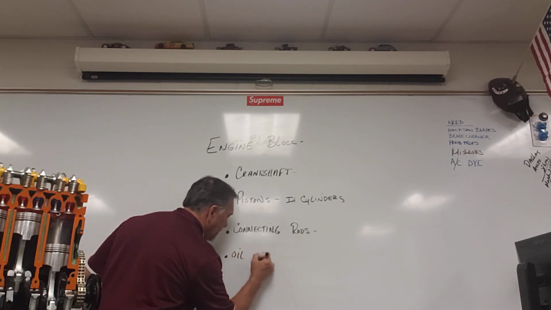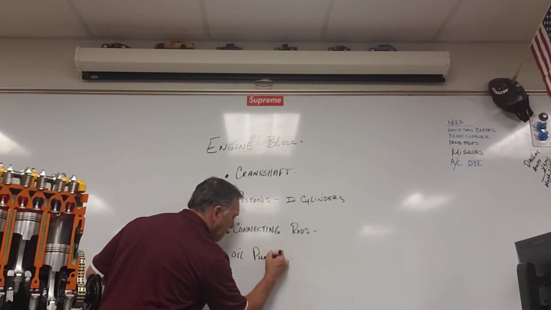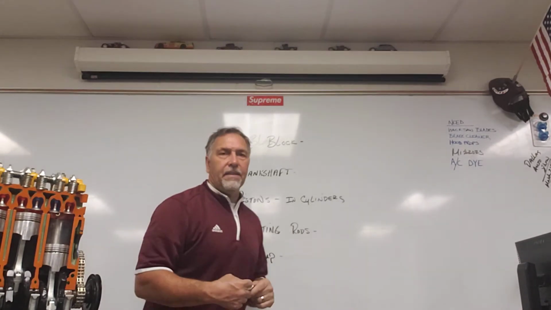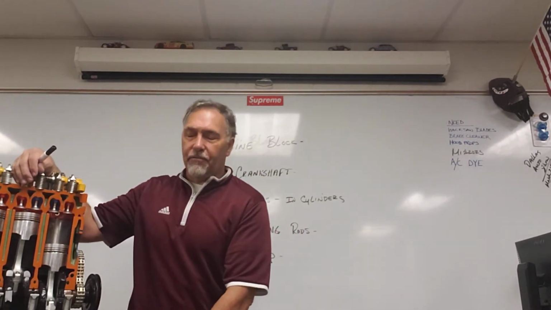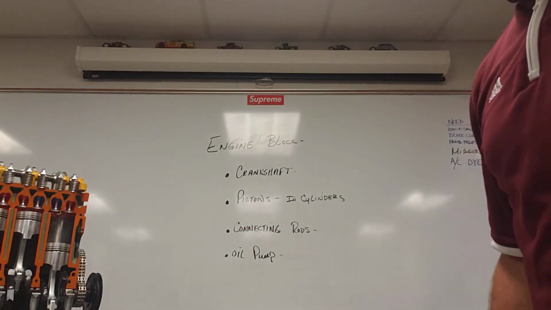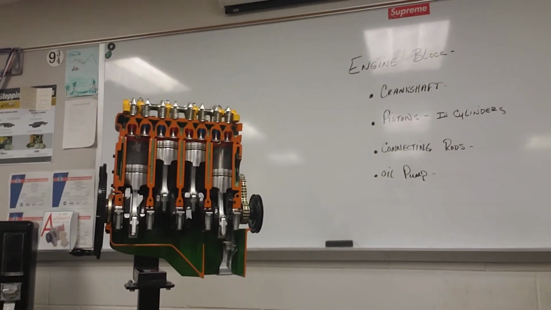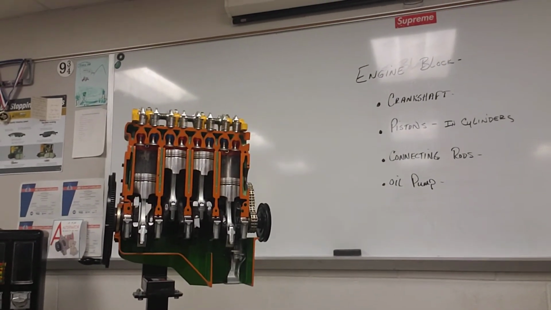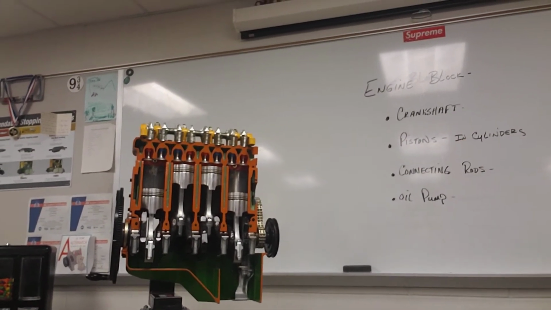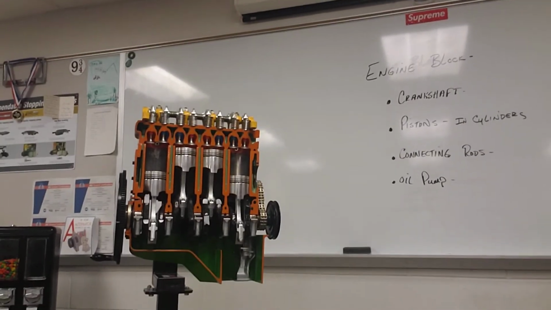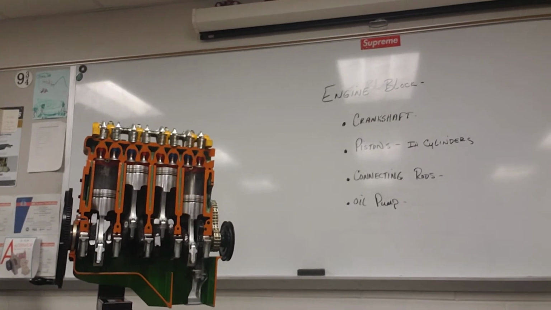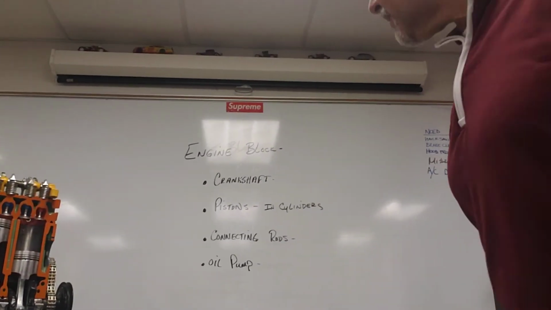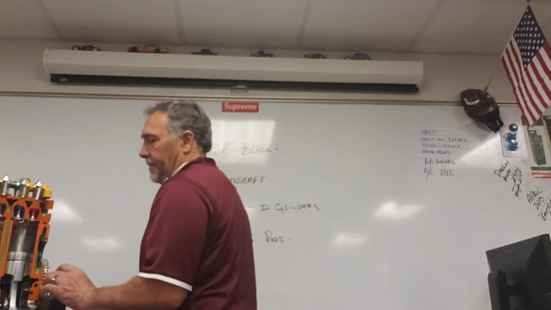Oil pump, that's housed in the engine block, almost always mounted to the lower area of the engine block down near the oil pan, because obviously that's where the oil supply is, so that oil pump is near the bottom of the engine block near the oil pan. Okay, so it houses the oil pump.